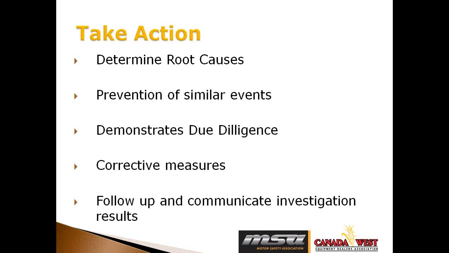So taking action would be the last step in the CART method of the investigation. By now you have your root causes determined, which is a critical portion of the investigation, and prevention of similar events. Now that we know what happened, we can look at our processes, what we're doing. Maybe this is a process that happens once a week, and if a similar event happens once a week, let's implement our controls so we can prevent this event from happening every week. That eliminates that risk.